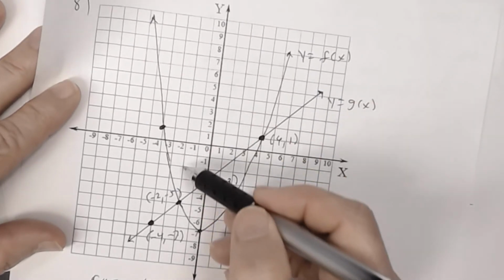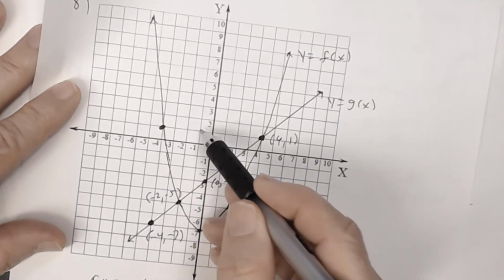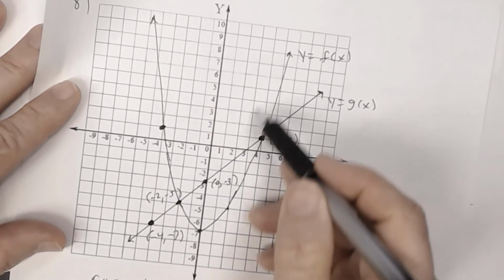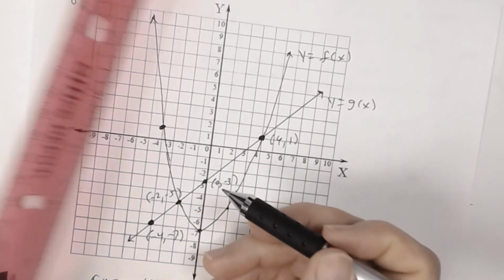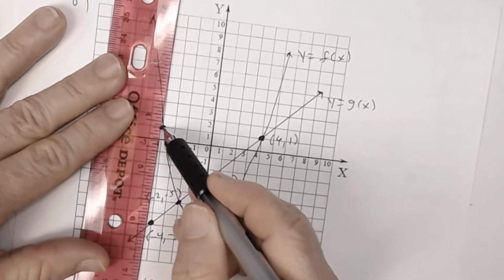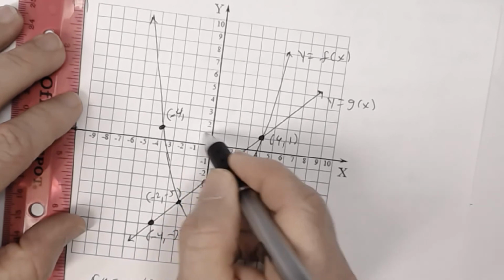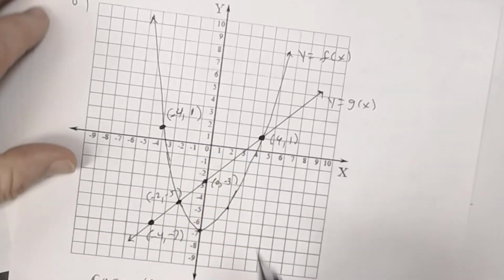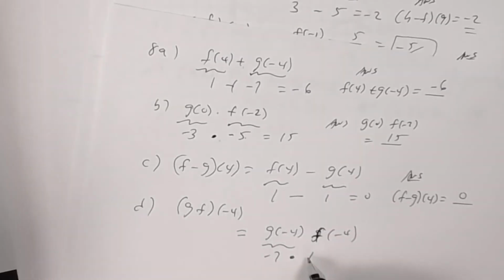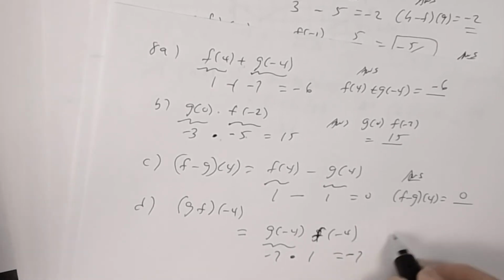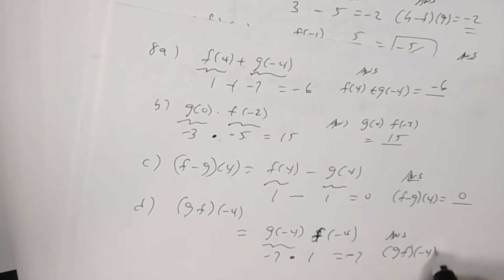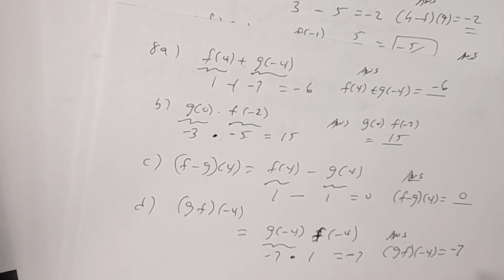Times, now let's find f of negative 4. So f is your quadratic function. So when x is negative 4, what's that y value? So remember, that's your quadratic function. That's f right here. So use the ruler if you have to. So when x is negative 4, here's your point. What's that y value? 1, right? So my y value is 1. And so negative 7 times 1 is negative 7. And so your answer, you're going to say g times f at negative 4 equals negative 7. Okay, that's your answer. All right.